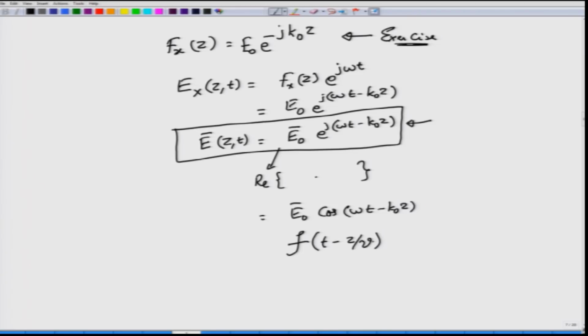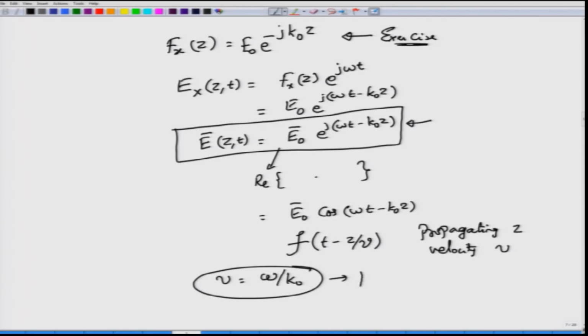Yes, this is exactly the solution of a wave equation, an expression for a wave which is propagating along the z axis with a velocity or speed of v. So, what is this velocity v in our case? You can compare this expression with the cosine expression and see that the velocity is given by omega by k0. This is called the phase velocity, and k0 is called the free space wave number.